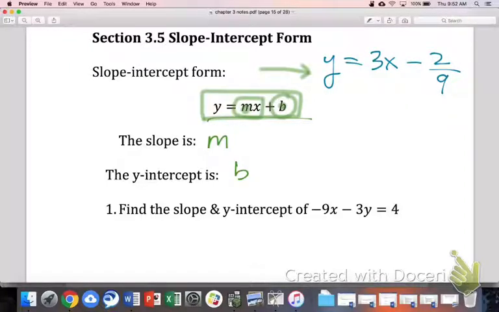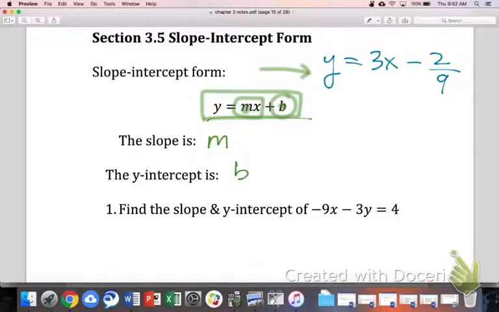Minus 3y is equal to 4. Looking at that right there, is that currently in slope-intercept form? No. Why not? How can we identify that it is definitely not, Victoria? Because the y isn't by itself. And that's the key feature, right? So you know that you're in slope-intercept form when the y is by itself.